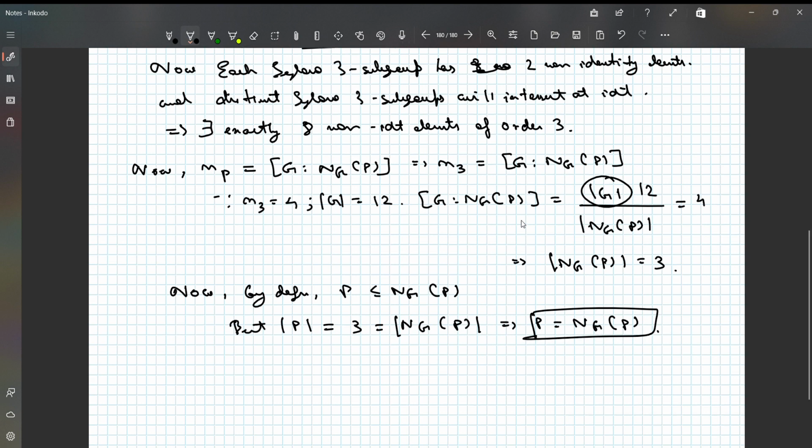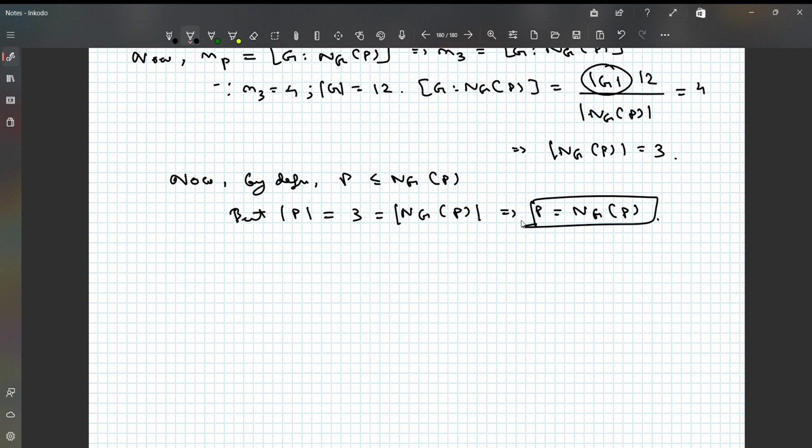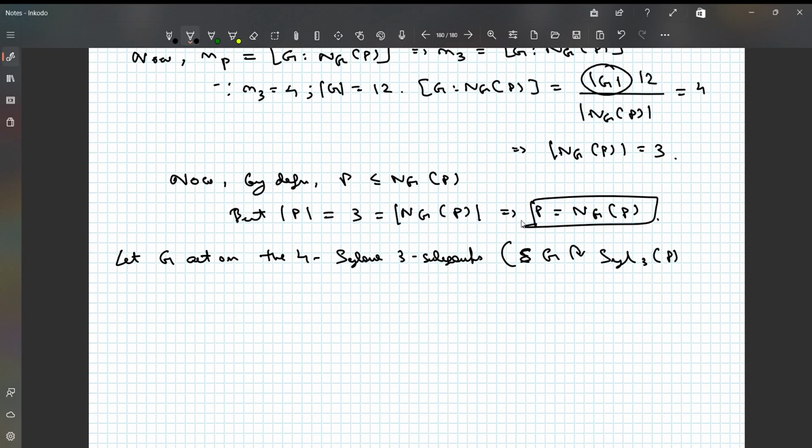Now what we try to do is make G act on the 4 Sylow 3-subgroups. Let G act on the 4 Sylow 3-subgroups. Or you can think of G acting on the collection of all Sylow 3-subgroups in G.